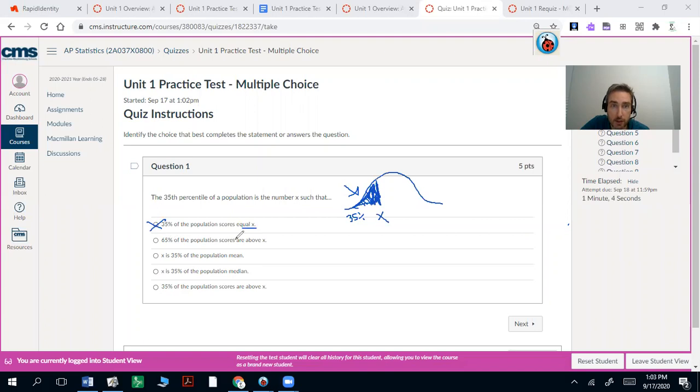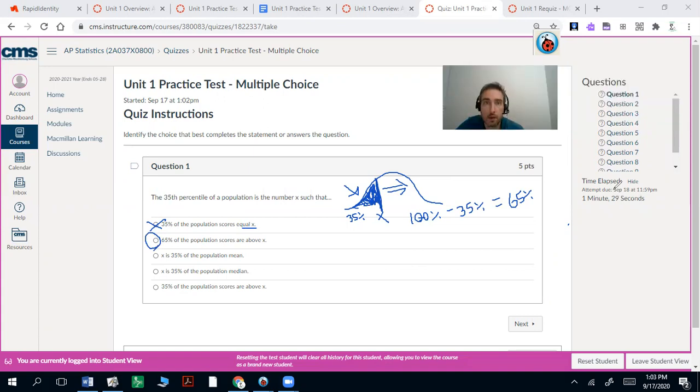65% of the population scores are above X. Well, let's see. 100% minus 35% is 65%. So if 35% are at or below that value, then that would mean that 65% would be above that value. So it's going to be that one. Question 2.